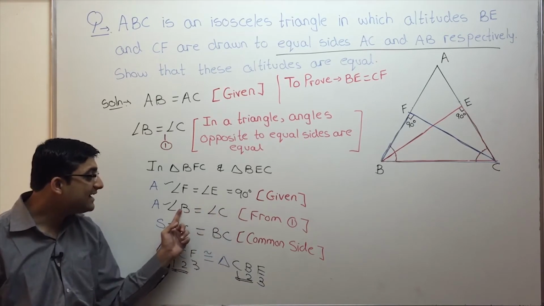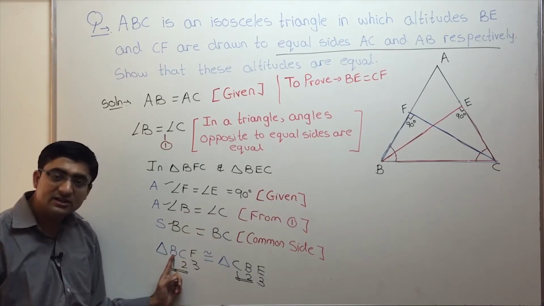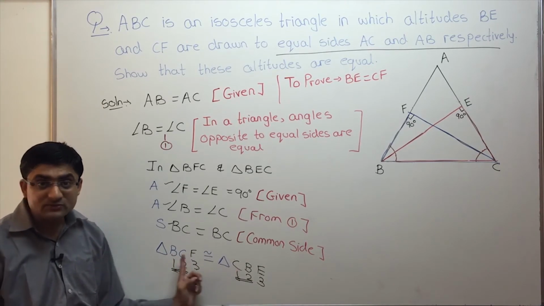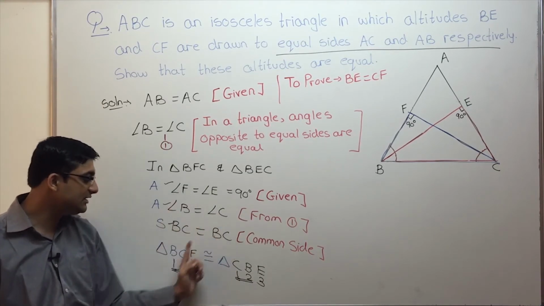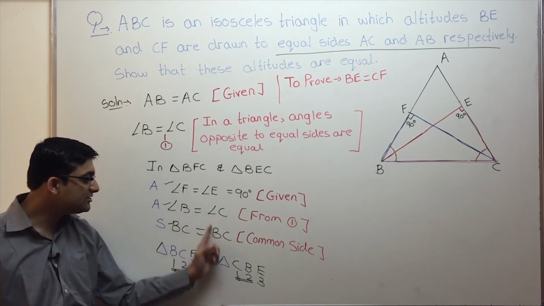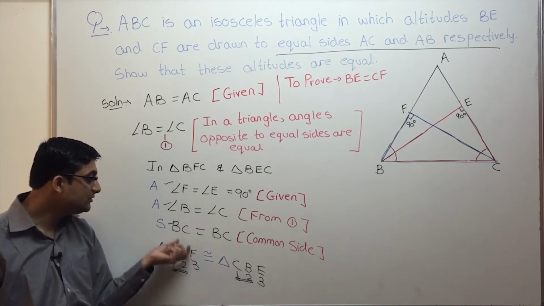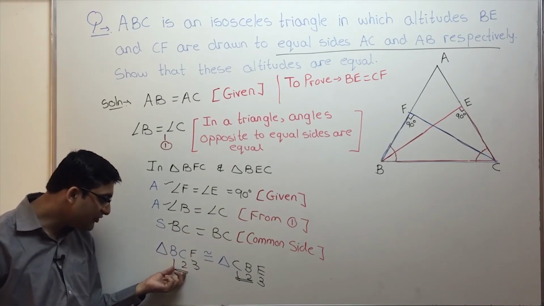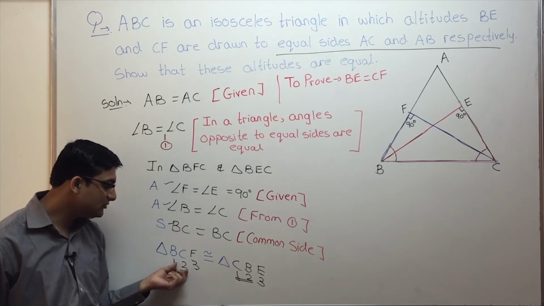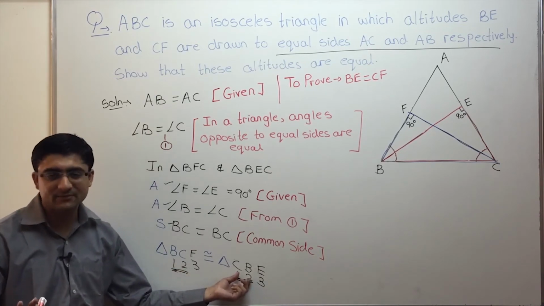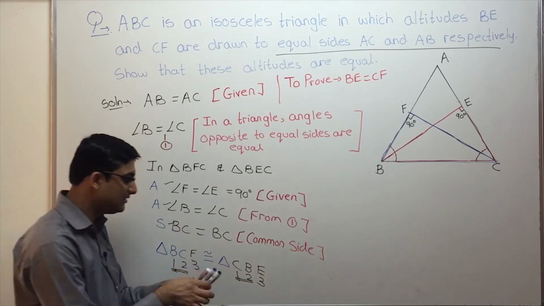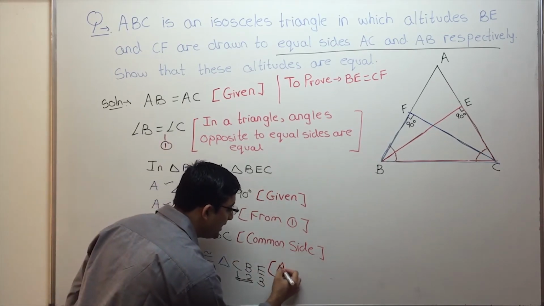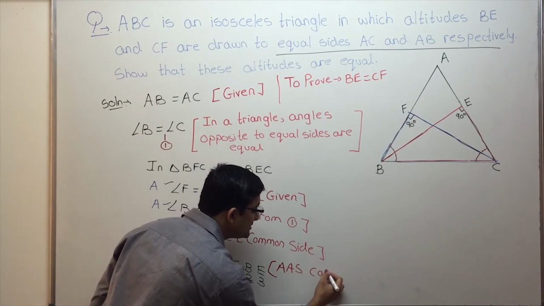Correct. Next, angle B should be equal to angle C. B is the first letter here, and the first letter corresponds to the first letter. So B is equal to C. Correct. Earlier it was B is equal to B. Wrong. It should be B is equal to C. So if B is the first letter here, here the first letter should be C. So I swap these two. Next, BC should be equal to BC. What is BC over here? The first two letters correspond to the first two letters. So BC is equal to CB. CB, BC, same thing. Correct. So what is the criteria I've used? Angle, angle, side. So AAS congruence criteria.